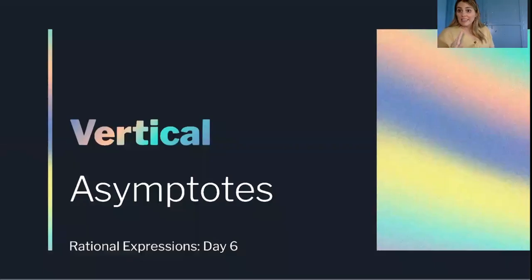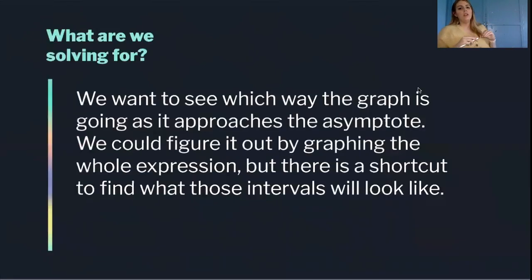Okay, y'all, we are still messing with these rational expression graphs. Today, we're talking about vertical asymptotes and how we know which direction the graphs are going before they reach them. So what we're solving for is direction. What direction is the graph coming from when it's hitting that asymptote?